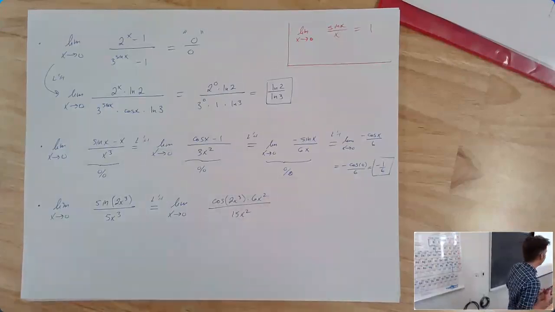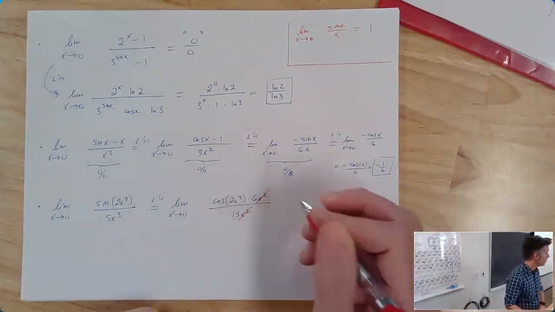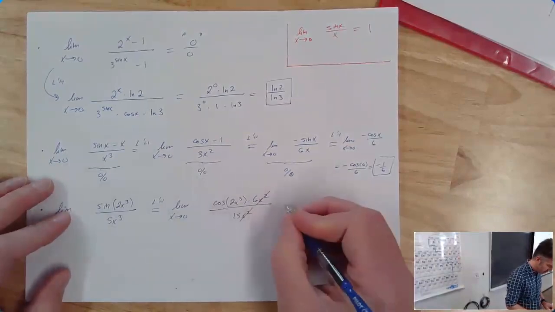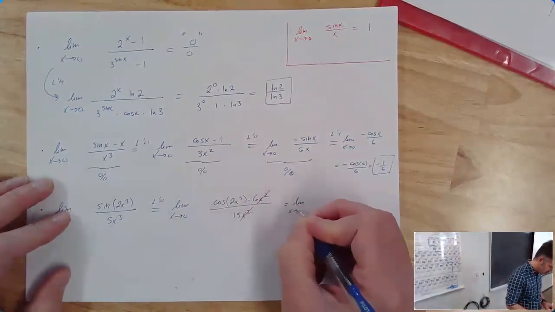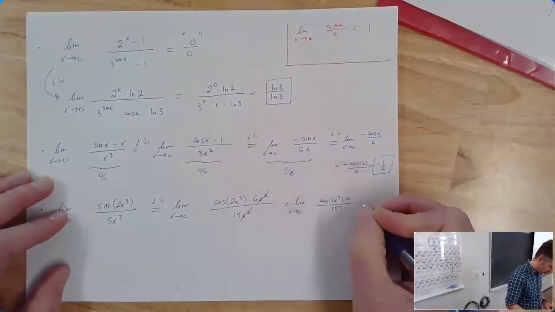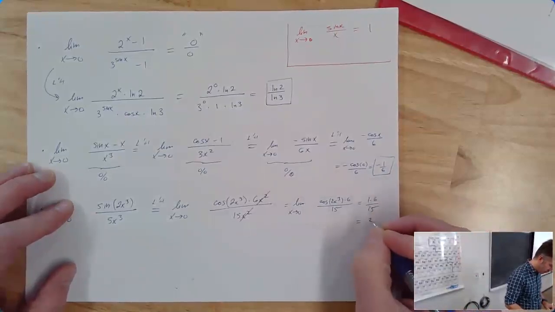Now, if I wasn't careful, I might think I need to use L'Hopital's rule again, because technically, if I plug in 0 right now, I get 0 over 0. But what should I do? I should simplify. Those x squareds definitely cancel. Simplifying things that are easy to simplify should be done. And then this is just the limit as x goes to 0 of cosine of 2x cubed times 6 over 15. If I plug in 0, I get cosine of 0, which is 1, times 6 over 15, which reduces to 2 over 5.